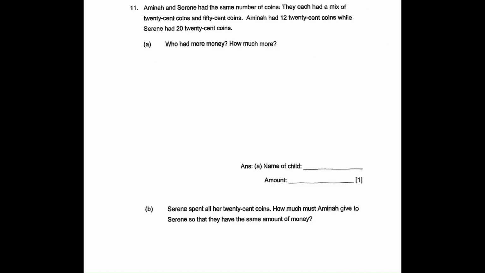Alright, moving on to the next question, question 11. Amina and Serene had the same number of coins. They each had a mix of 20-cent coins and 50-cent coins. So Amina had some 20-cent coins and 50-cent coins, while Serene also had some 20-cent coins and 50-cent coins. But they had the same number of coins. Amina had 12 20-cent coins, while Serene had 20 20-cent coins. So just imagine like Amina, Serene. Amina has 12 20-cent coins, whereas Serene has more.